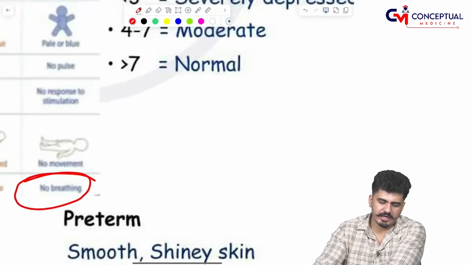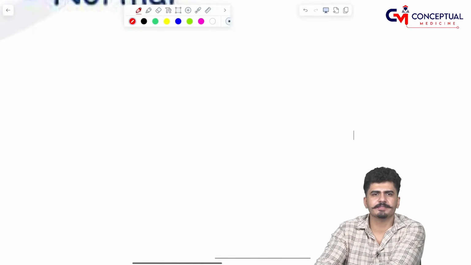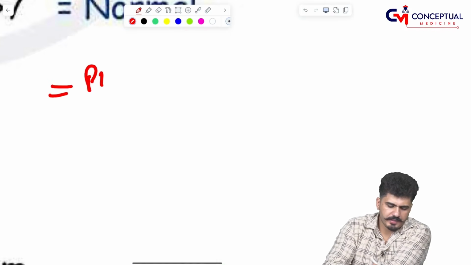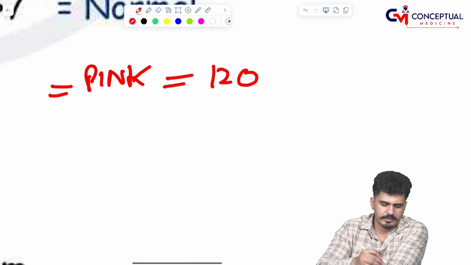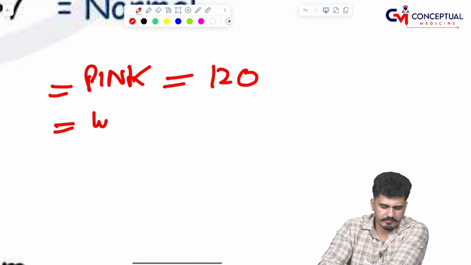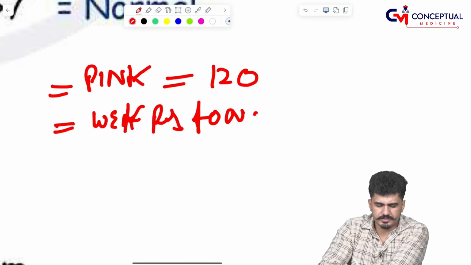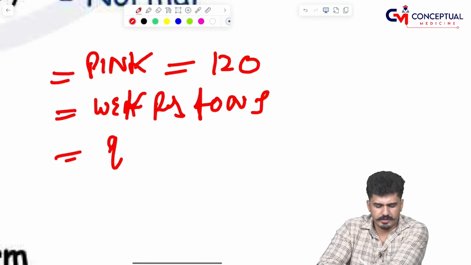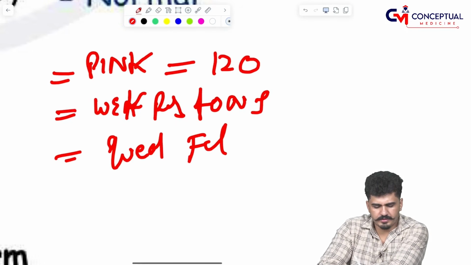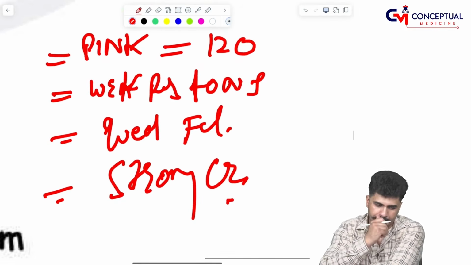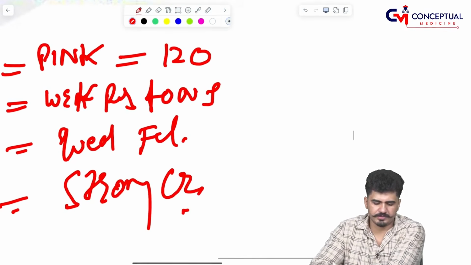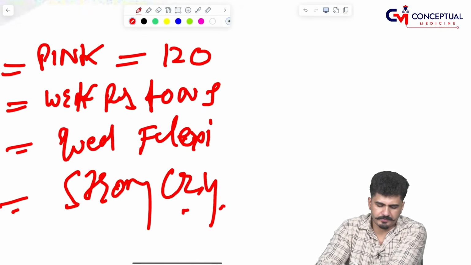Can you calculate the Apgar score for me? Right here, sir. Sir, the baby is pink. Heart rate is 120. Weak response to the nasogastric tube, weak flexion, strong cry. Come on, calculate quickly. Strong cry, weak flexion, weak response to NG tube.